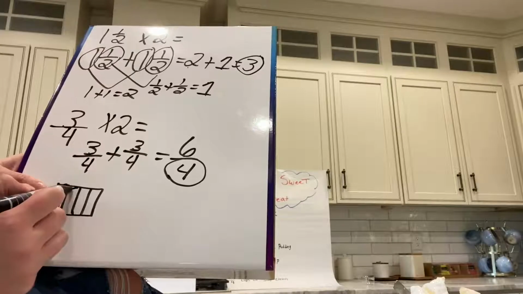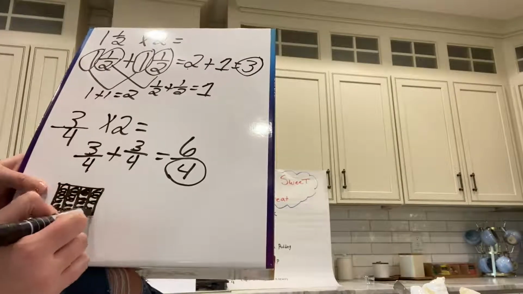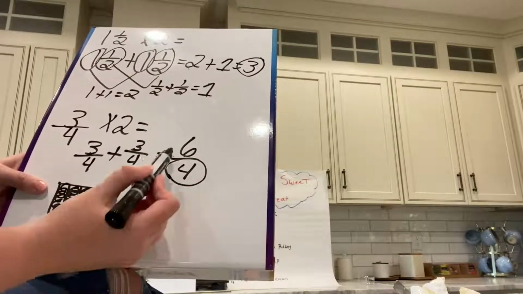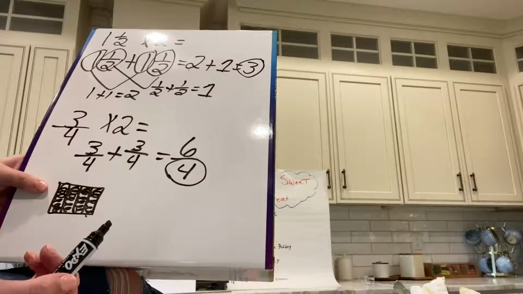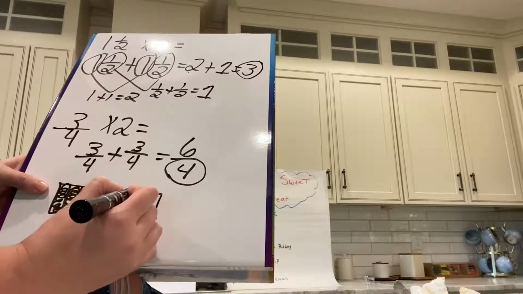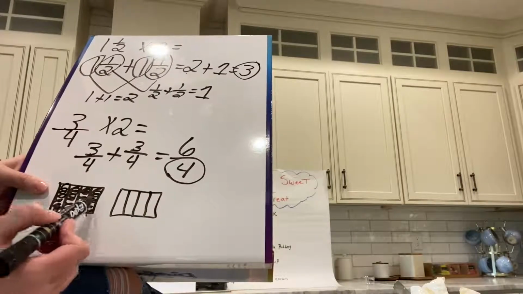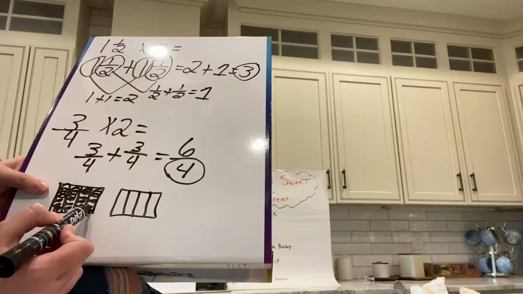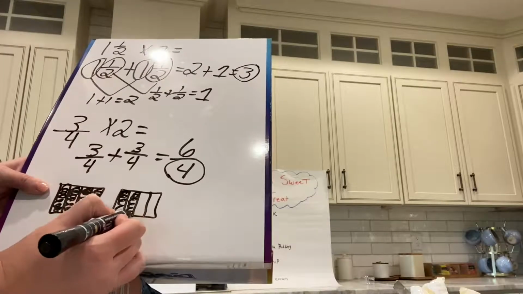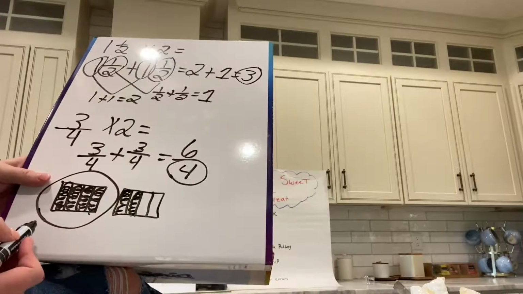1, 2, 3, 4. Oh, what am I gonna do now? I don't have enough to keep going. I'm only at 4 and I need to shade in 6. So I'm gonna have to draw another fraction strip. I'll break it into fourths as well. And since I've done 4, 1, 2, 3, 4, I'll keep going. 5, 6. Look, this fraction strip is completely shaded in.